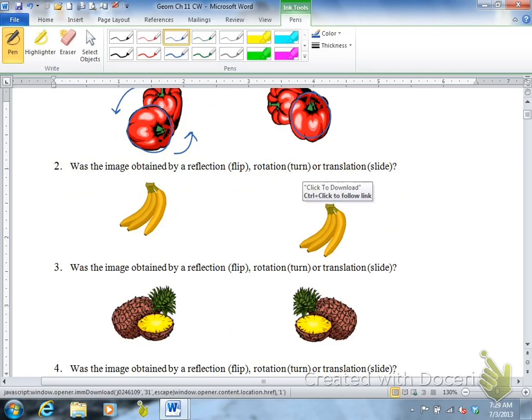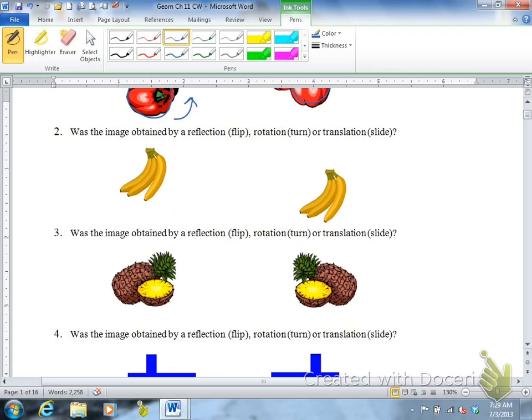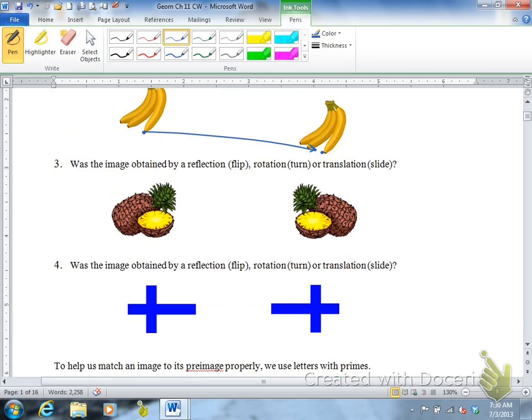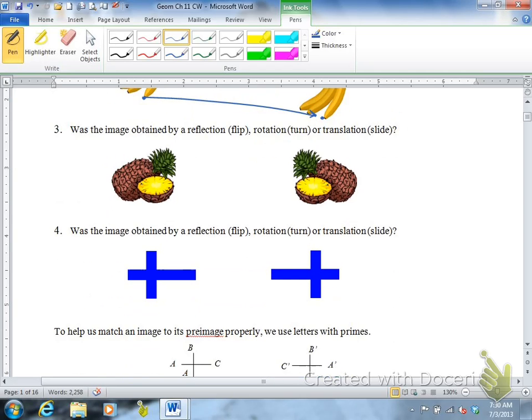Was the image obtained by reflection, rotation, or translation? Well, if you notice maybe these points right here, they're in the exact same spot, as well as every other point is translated, or it has slid. So that would be a translation. For this image, this half is on the left side now, it was on the right side, so that would be a reflection about a line, or a flip about a line.